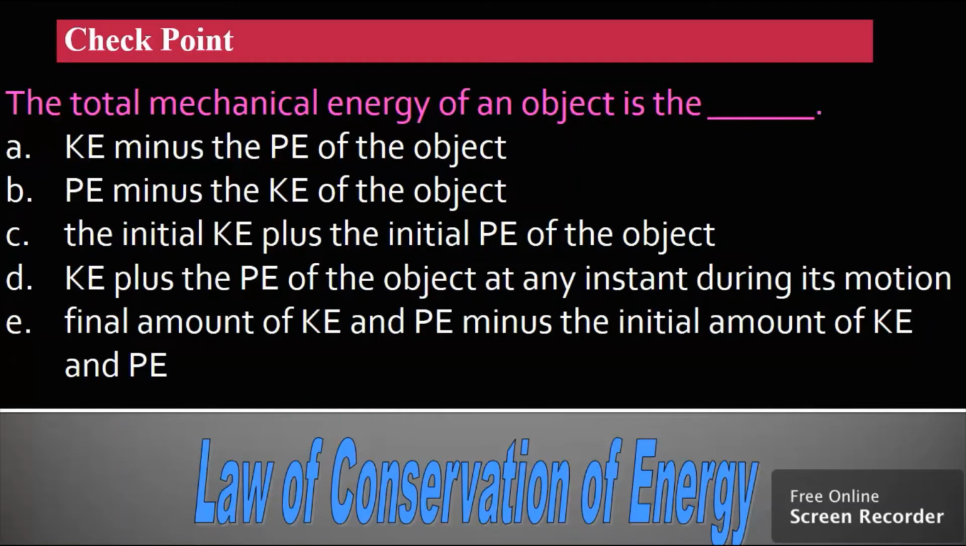Here's a couple questions. The total mechanical energy of an object is... hit pause if you want to take a minute and read through those. The correct answer is D. Kinetic energy plus the potential energy of the object at any instant during its motion. You might have thought C is correct, and C is not wrong. It is the initial kinetic energy plus the initial potential energy. But D is more correct because it's true not just at the initial time, but at any time.